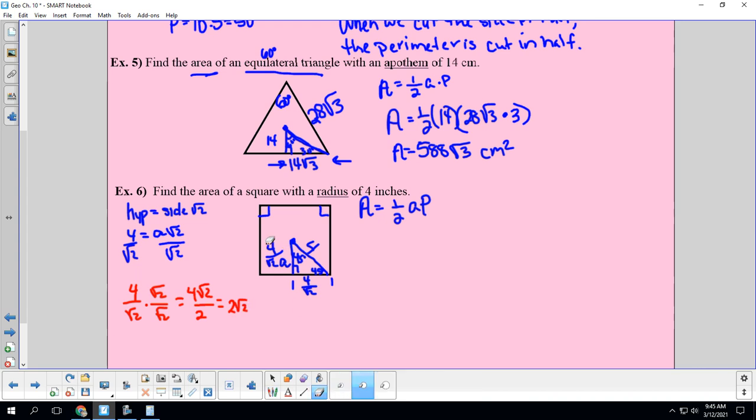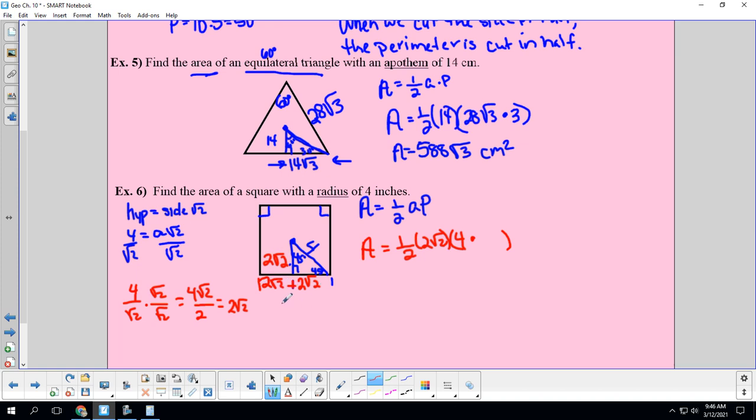Okay, so I'm going to replace this with 2 root 2. That way we don't have any fractions. Okay, so I know that the apothem is 2 root 2. And we need to find the perimeter. There are 4 sides. And each side is, it's not 2 root 2. It's 2 root 2s. Is that enough 2 root 2s in your life?